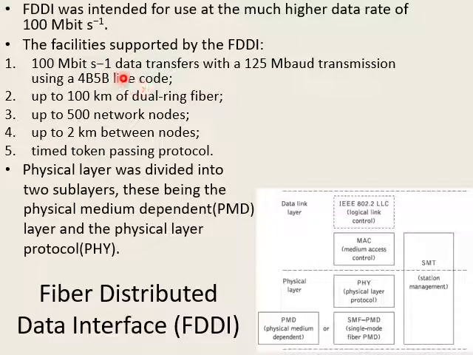100 Mbps data transfers, within 125 MBaud transmission using 4B/5B line code, or up to 100 kilometers of dual ring fiber can be used for a 100-kilometer distance. Up to 500 network nodes can be connected to this, with up to 2 kilometers between the nodes, so one node to another node is 2 kilometers.